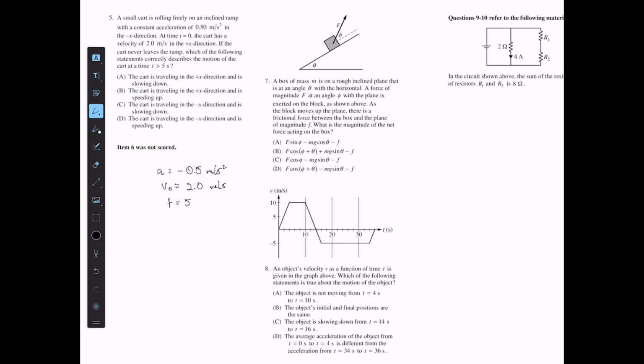Let's solve for final velocity. We can use v final equals v initial plus at. That's 2 plus negative 0.5 times 5. That's 2 minus 2.5, which is negative 0.5. So the velocity is negative, which means it's moving in the negative x direction, and acceleration is also in the negative x direction. Since velocity and acceleration are in the same direction, it's speeding up in the negative x direction. So 5 is D.